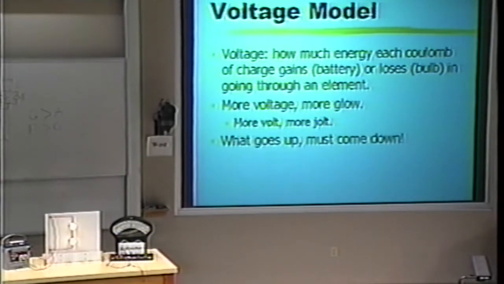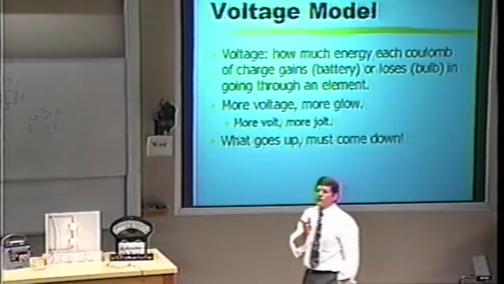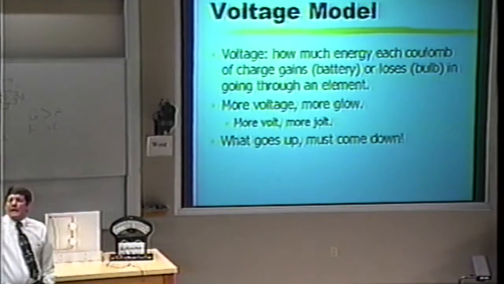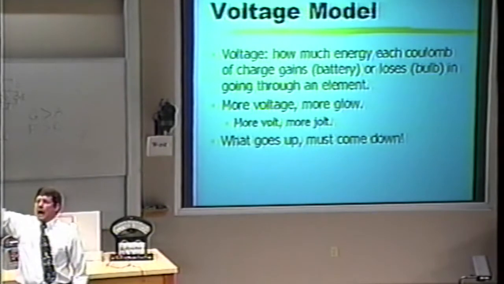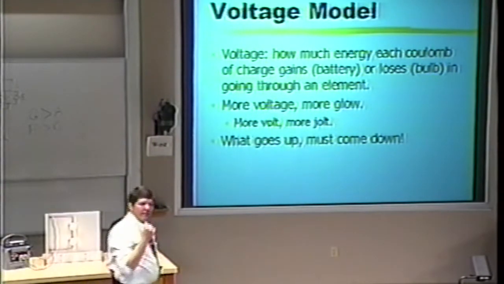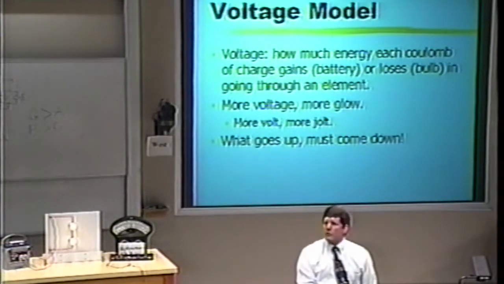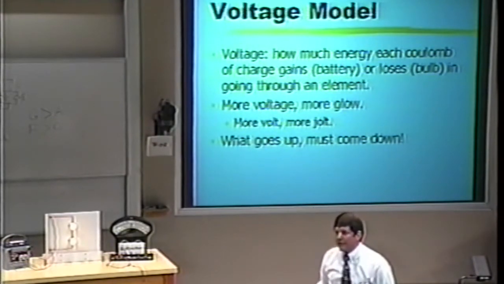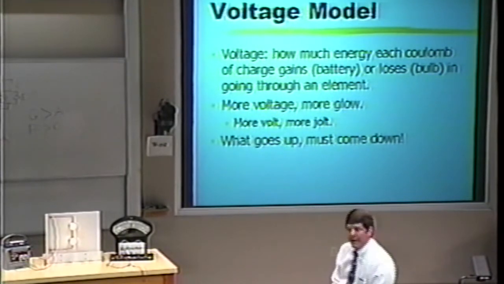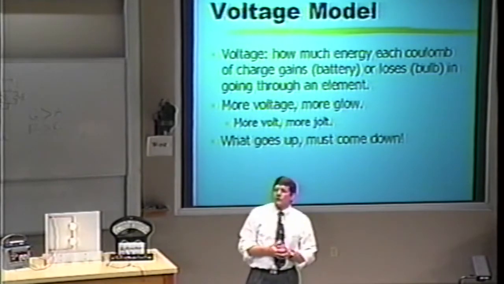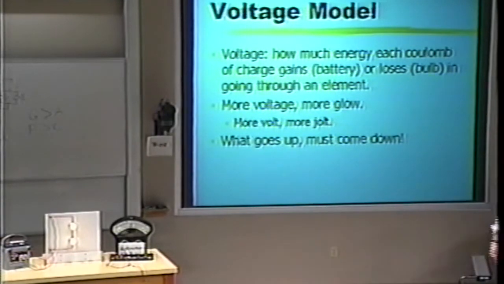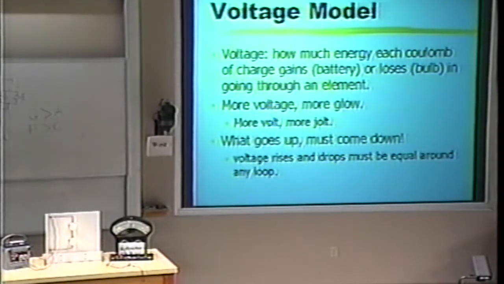And finally, what goes up must come down. If you watch this flow of charge through your circuit, if you were to grab one of those charges, I'll call it an electron, grab it and paint it green, and then you watch its path as it goes through your complicated circuit, that one green electron can only take one of the many paths back to the battery. Michael can either go down the hard path or the easy path, but he can't go down both. And so that means for each individual path from one side of the battery to the other, I've got to come down the 12 volts of the battery. What goes up must come down. Voltage rises and drops must be equal around any loop.